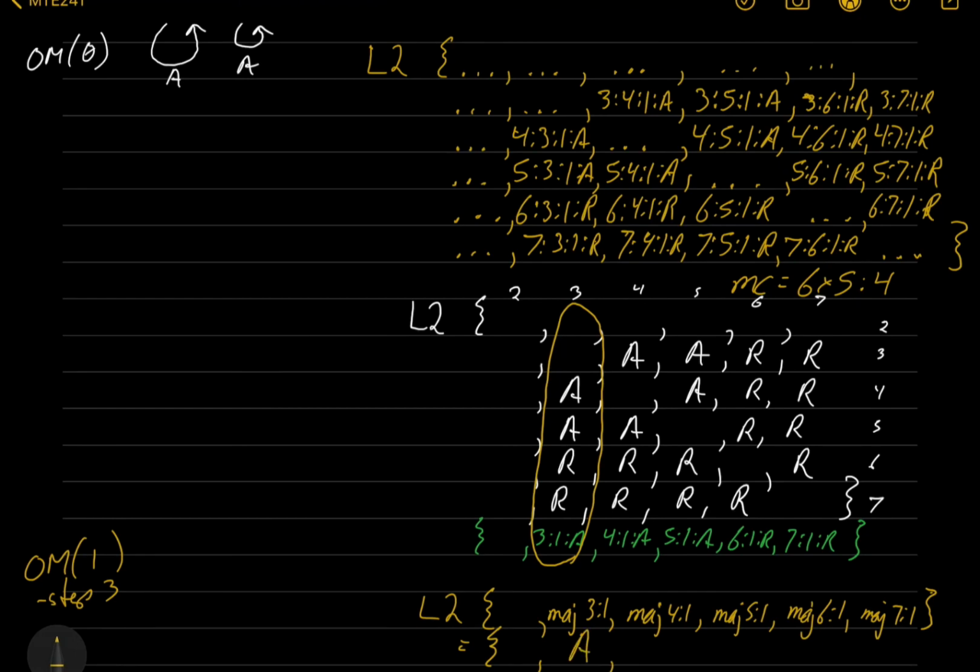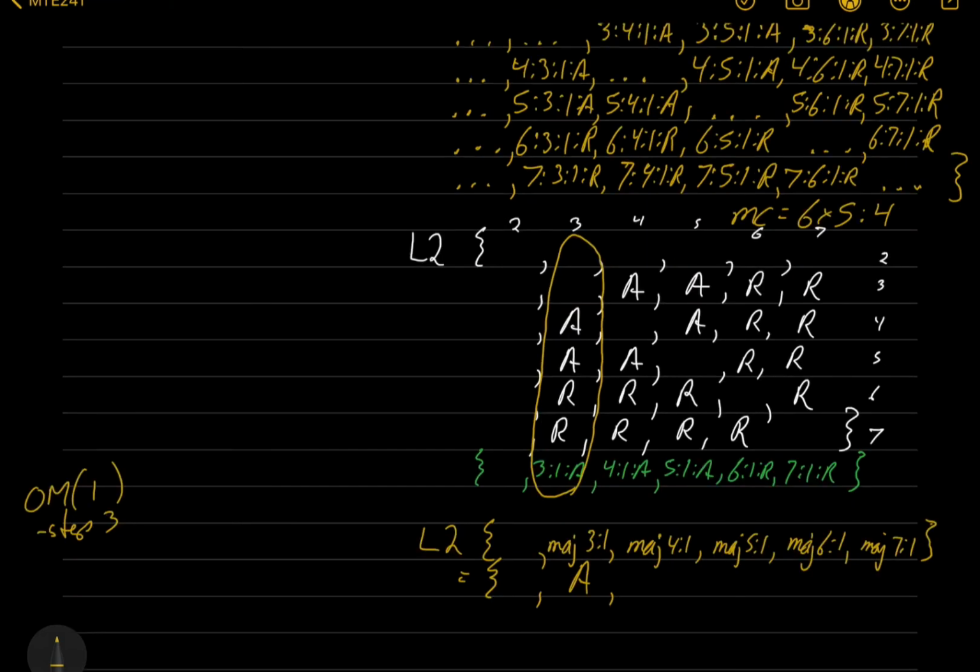And so that's going to be attack. So we have in column 3 here 2 attacks, 2 retreats, plus the attack that it received in the OM2 stage. And likewise for column 4, we've got attack, attack, retreat, retreat, attack. So that's going to be attack. Same for column 5. Then for column 6, we are going to have all retreat, and for column 7, all retreat. So that is the values that Lieutenant 2 will have at the end of the level 1, or I guess it's the second level of recursion, when m is equal to 1.